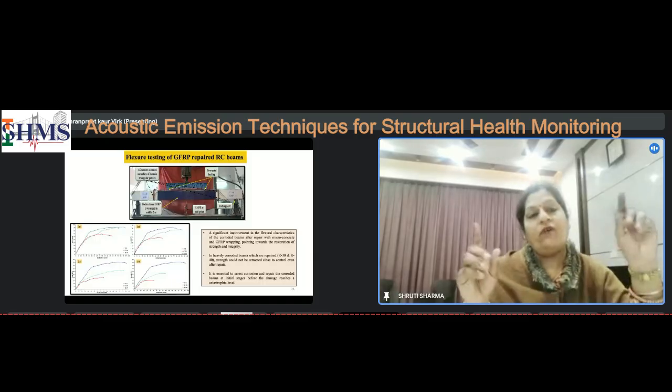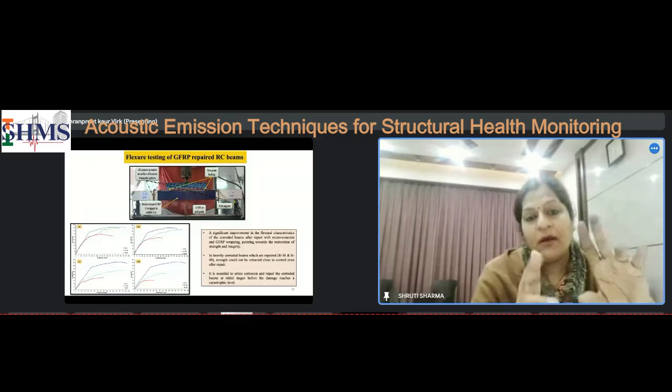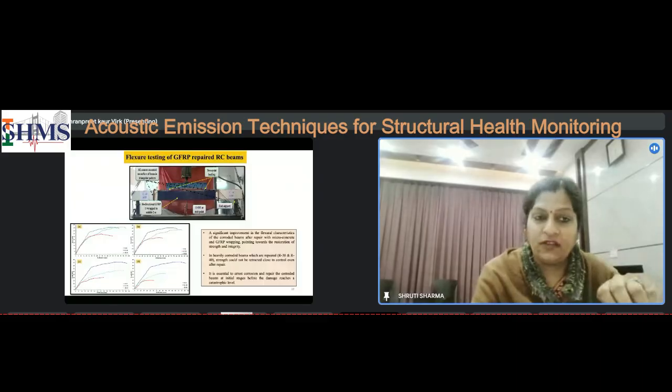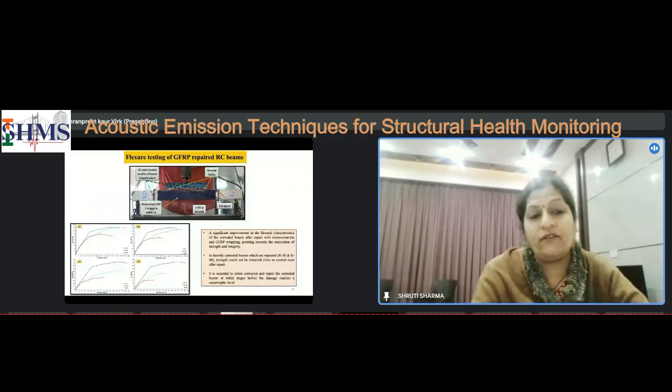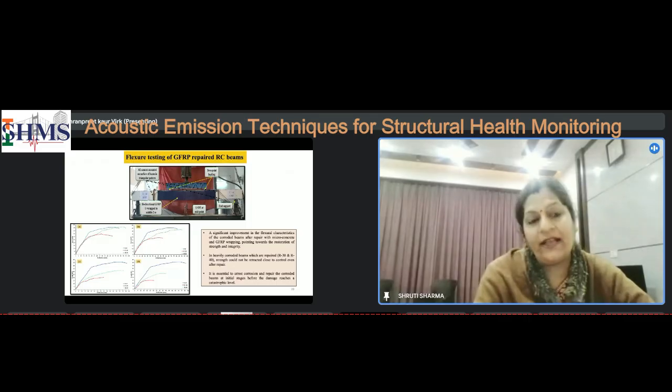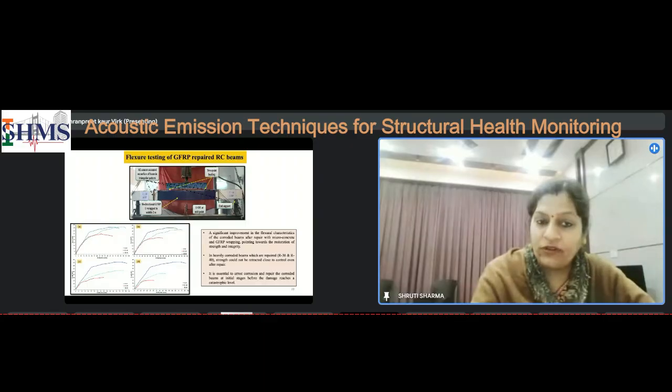So what we did was we deliberately put the wrapping in the 2 meters and AE sensors on the outside. So it's a 4-meter beam. We put the AE sensors and subjected it to flexural loading. If you see the graphs on the left hand side, the blue ones are the control samples. The dotted ones are the damaged 30 days, 20 days, and so on. And the dotted green is the load carrying capacity after repairing. Definitely with repair and GFRP wrapping, we expect a restoration in the strength and integrity.